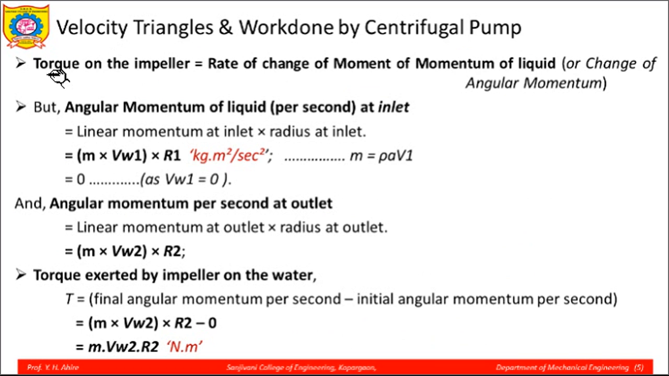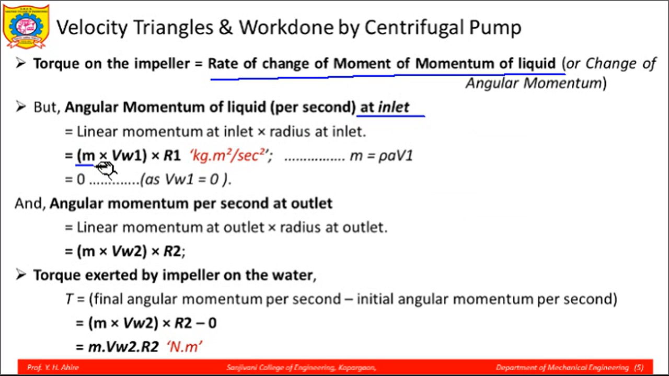So therefore, the torque acting on the impeller, or the torque exerted by the impeller, is given by a formula: it is equal to rate of change of momentum of the liquid, right? That is nothing but rate of change of angular momentum of the liquid. Okay, now let us write the angular momentum of liquid at inlet per unit time, per second, that is equal to linear momentum of liquid at inlet multiplied by radius at the inlet.